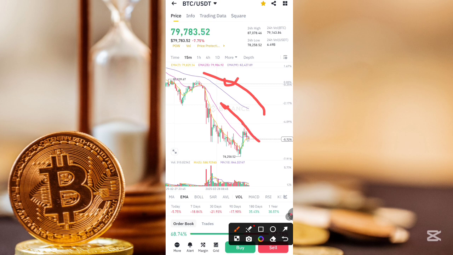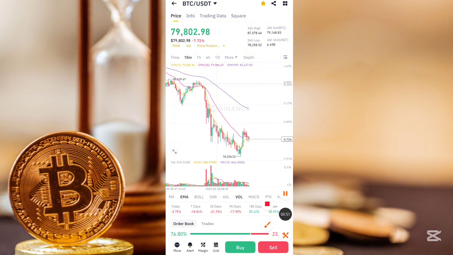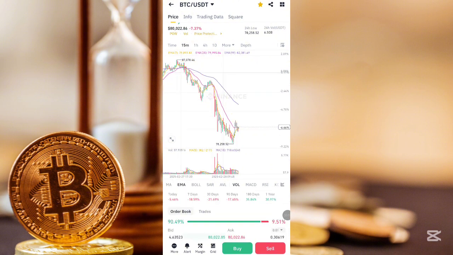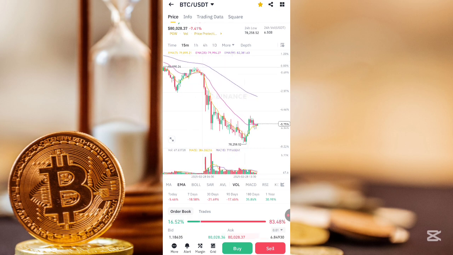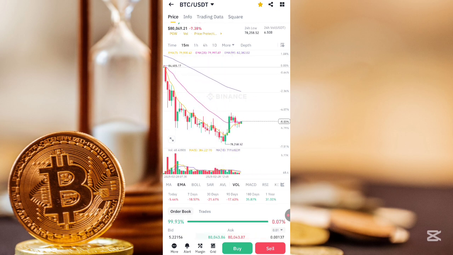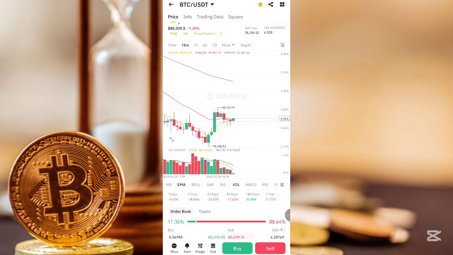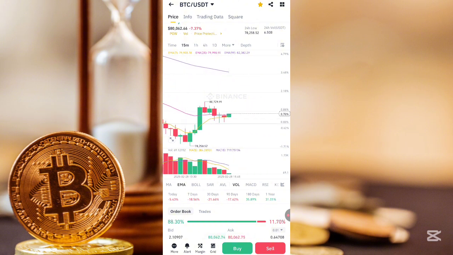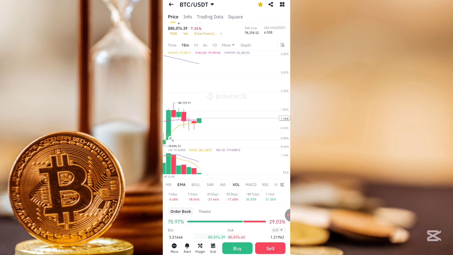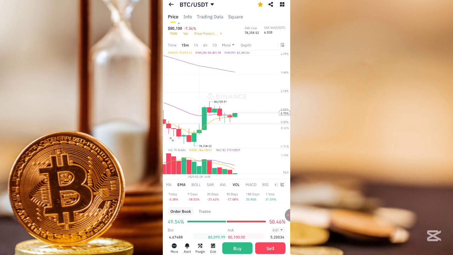This strategy is super easy to follow. Here's how it works. Buy Signal. When the 50 EMA crosses above the 200 EMA, it's a bullish sign. Buy when the price retests the EMAs. Sell Signal. When the 50 EMA crosses below the 200 EMA, it's a bearish sign. Sell when the price fails to break back above. For confirmation, you can add the RSI, Relative Strength Index, and ensure it's above 50 for a buy and below 50 for a sell.